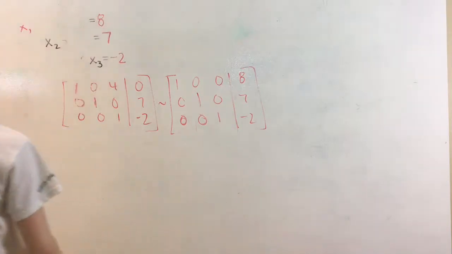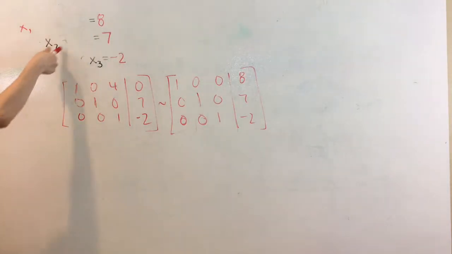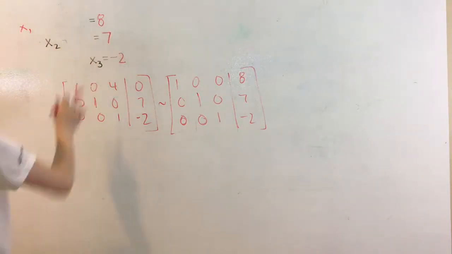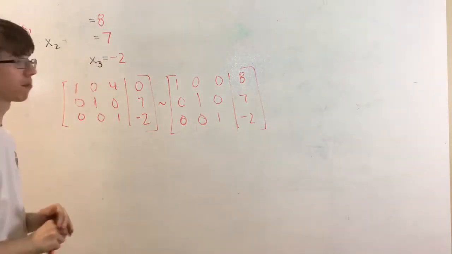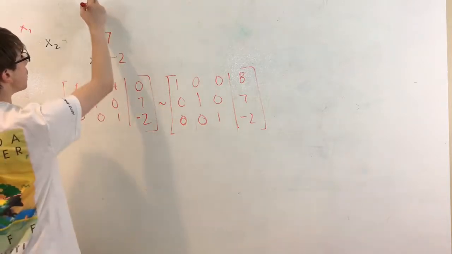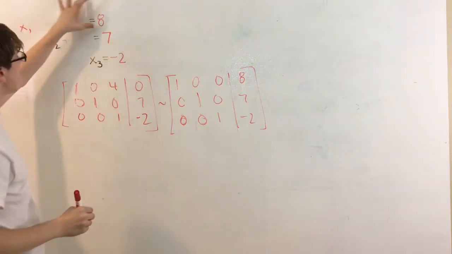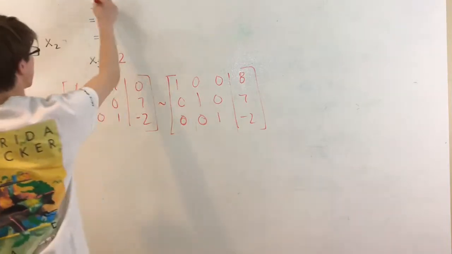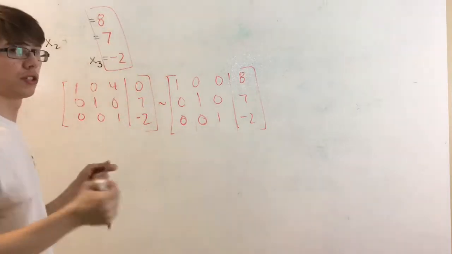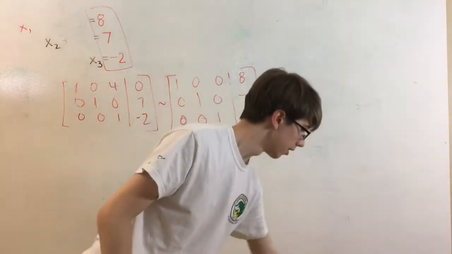So what are we left with? We're left with x1 equals 8, x2 equals 7, and x3 equals -2. This is a unique solution to that problem. And so that means that x1 has to be equal to 8, x2 has to be equal to 7, and x3 has to be equal to -2. And this is our solution to that system of linear equations.